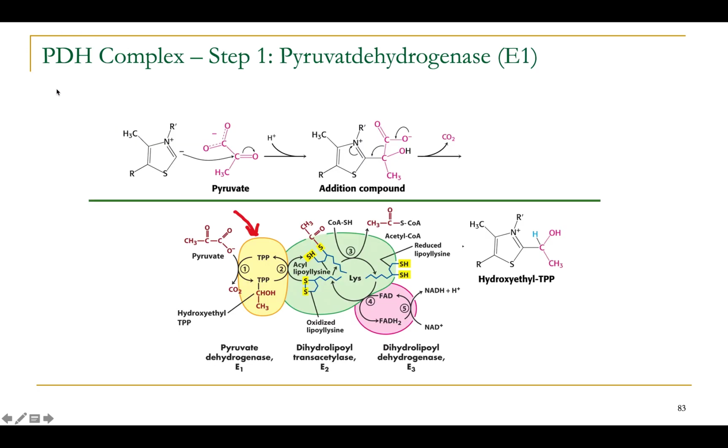But before wrapping up with the PDH complex, let's look at the milestones of this activity. In the first step, the decarboxylation of pyruvate takes place. And at the heart of this reaction chemistry is the thiazolium ring of thiamine pyrophosphate that allows delocalizing electrons and transiently stabilizing the carbanion forming in this reaction that at the end allows releasing CO2 and forming this covalent intermediate, hydroxyethyl thiamine pyrophosphate.